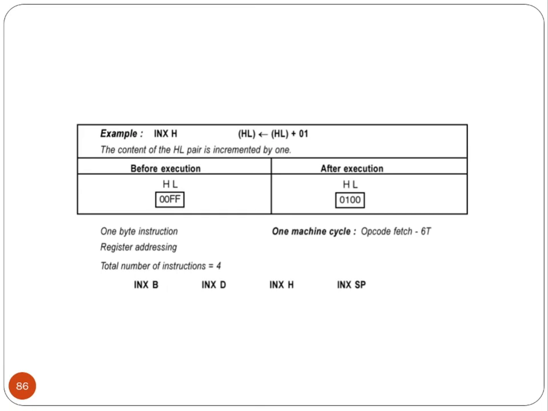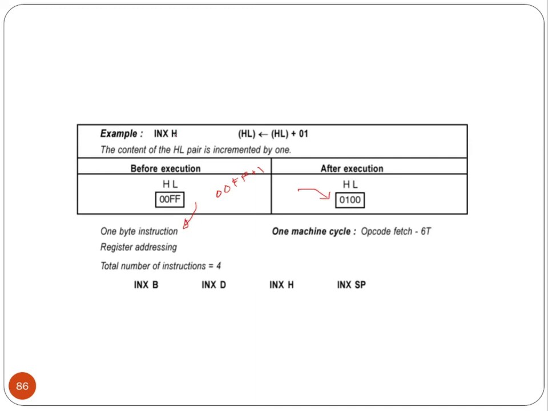Let's see one example. Assume initially the content of HL register pair is 00EF. That is, H contains 00 and L contains EF. Whenever this instruction is executed, the content of the HL register pair gets incremented by 1. That is, 00EF plus 1. So the answer becomes 0100. When we convert this instruction into machine code, the machine code size is 1 byte. So it is a 1 byte instruction.